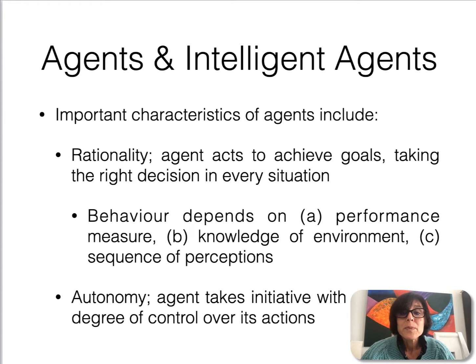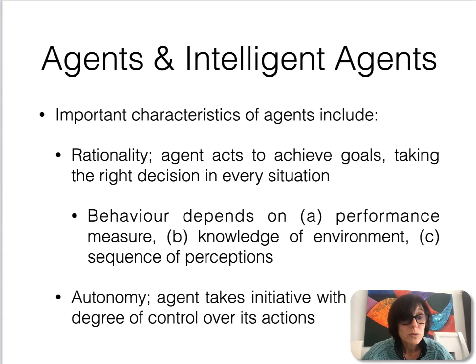In particular, the agent's rational behavior depends on the following. The first is the performance measure that defines success. The second is the agent's knowledge of the environment. The third is the actions that it is capable of performing. The fourth is the current sequence of perception. In general, for every possible perception sequence, the agent is expected to take an action that will maximize its performance measure.